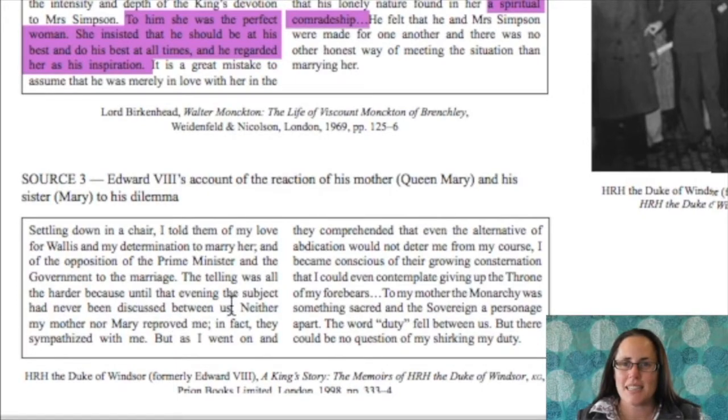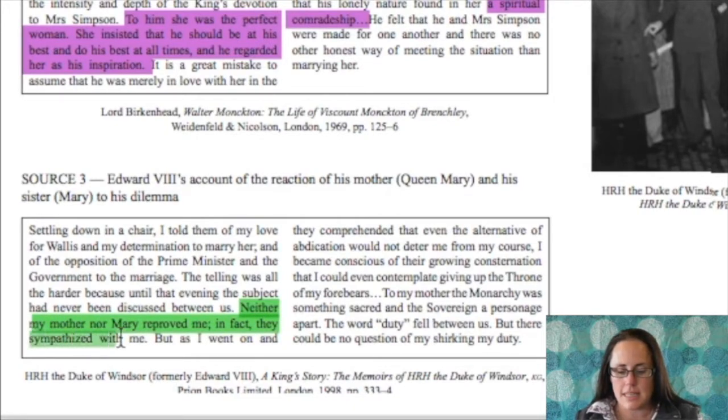Okay, so this question is asking for two different conclusions that you can draw from source 3. If you have a look at the source, the first conclusion that I've drawn from this is that his mother and his sister actually both sympathised with his position. They understood how difficult it was for Edward to make this decision, and this can be seen in the sentence where he says, "Neither my mother nor Mary reproved me, in fact they sympathised with me."